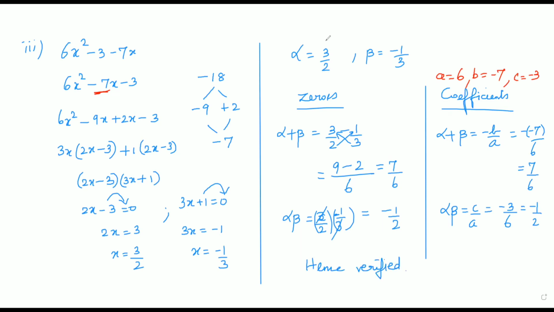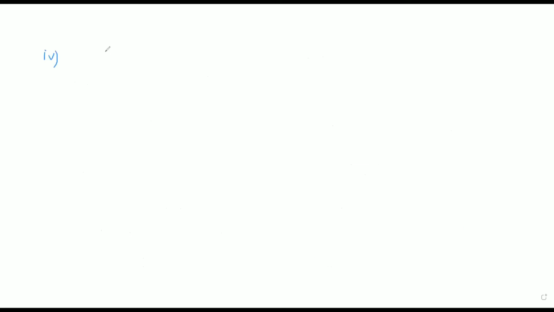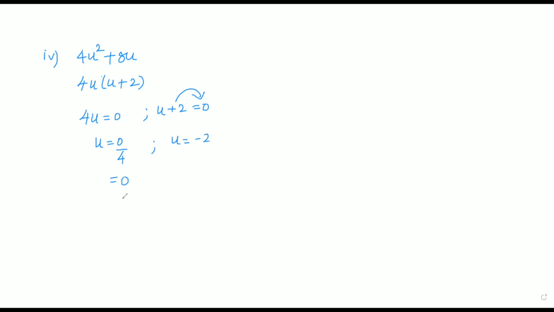Let's take the next question. 4u squared plus 8u. You don't have the constant here, so you can't factorize, but you can take common out. So let's take 4u common out. You get u plus 2. When will this polynomial become 0? Either 4u should be equated to 0 or u plus 2 should be 0. So these are the two cases which will make it 0. 4u is 0 means u is 0 by 4, which is 0. And in this one, u is minus 2. So let's take alpha as 0 and beta as minus 2.